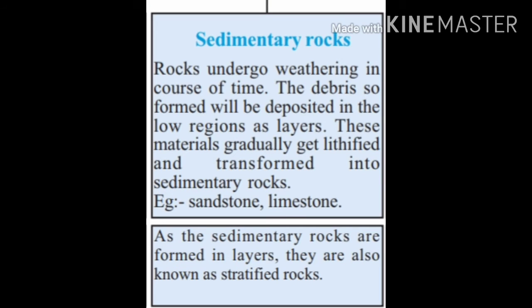Now let's learn about sedimentary rocks. Rocks undergo changes due to weathering. What do you mean by weathering? Changes in the rocks and minerals due to sun, wind and rain is called weathering. So because of weathering, rocks undergo changes. They form into different layers and are transformed into another form. That kind of rocks are called sedimentary rocks. Examples are sandstone, limestone, etc. As sedimentary rocks are formed in layers, they are also known as stratified rocks.